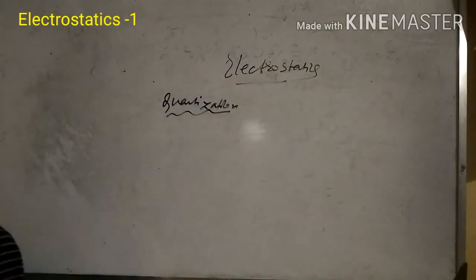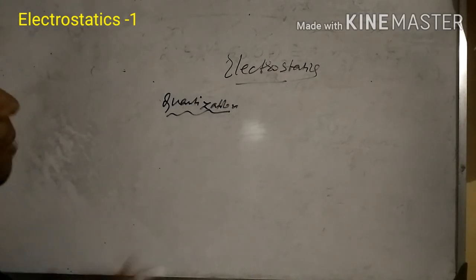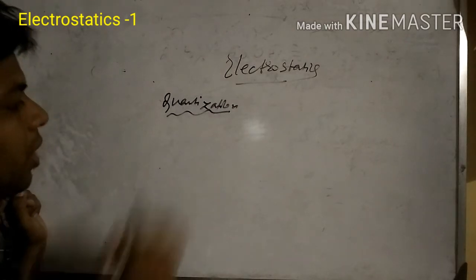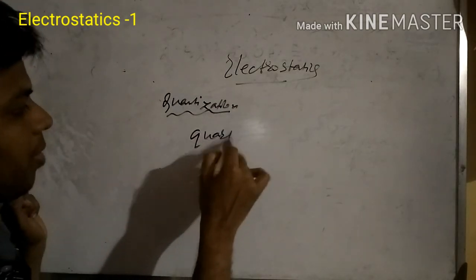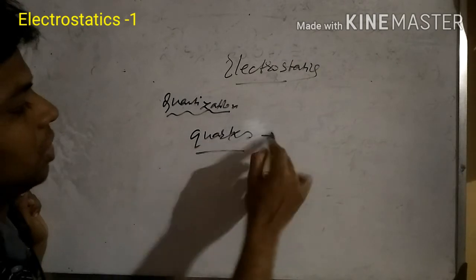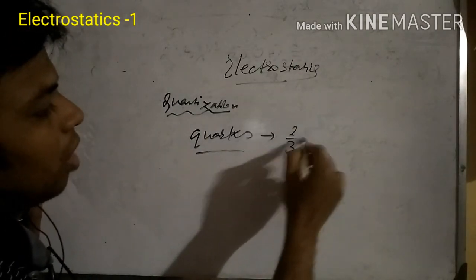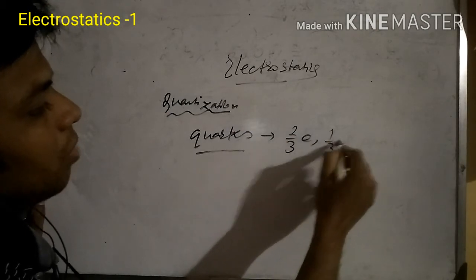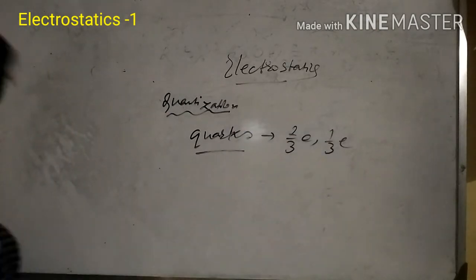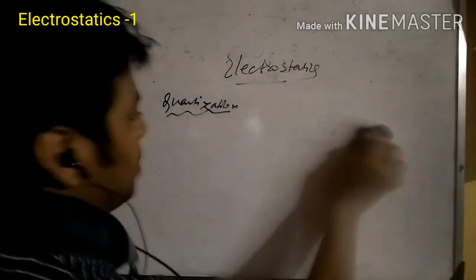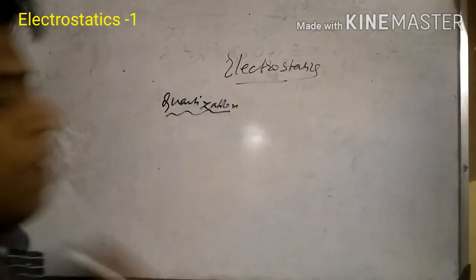There are some exceptions in modern science to the quantization of charges. Basically, in particle physics, after introducing quarks, the charge may be a fractional amount, that is 2/3 of the electronic charge, 1/3 of the electronic charge. Such kinds of charges can be found after introducing the quark concept in particle physics.